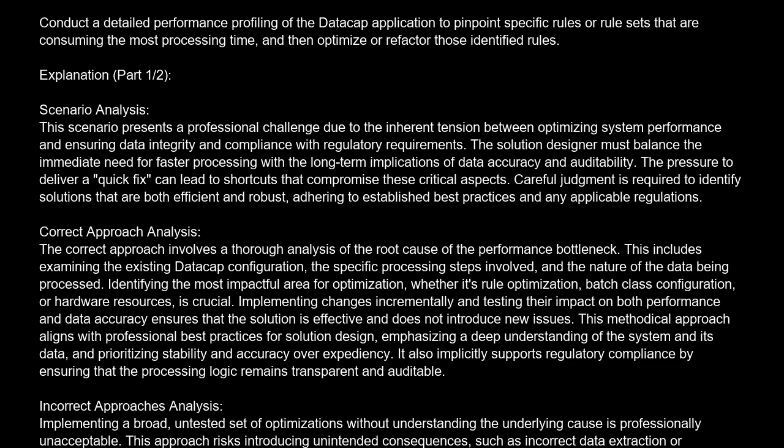The correct answer is A. Conduct a detailed performance profiling of the Datacap application to pinpoint specific rules or rule sets that are consuming the most processing time, and then optimize or refactor those identified rules.